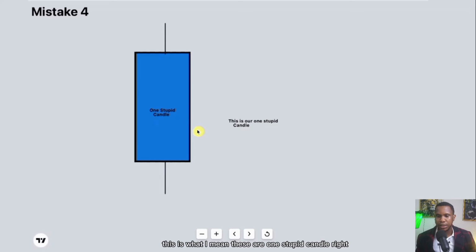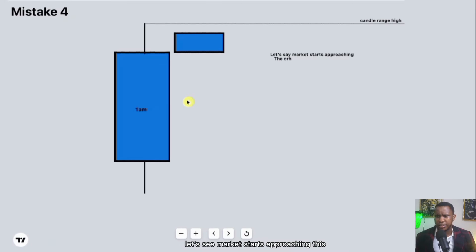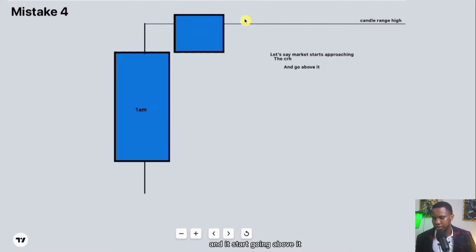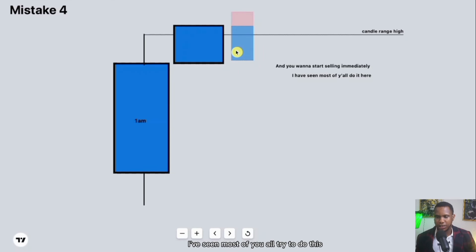This is what I mean. These are one stupid candle, right? This could be the 1 a.m. candle. Let's say the market starts approaching our candle range high right here, and it starts going above it. The trap I see traders fall into is they start trying to sell immediately. I've seen most of you try to do this.